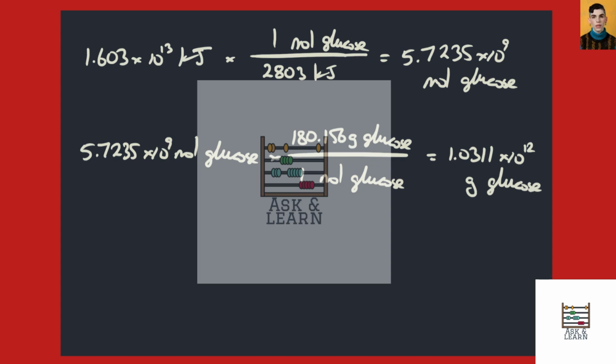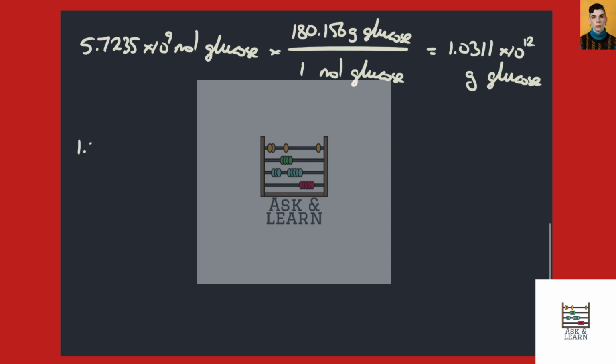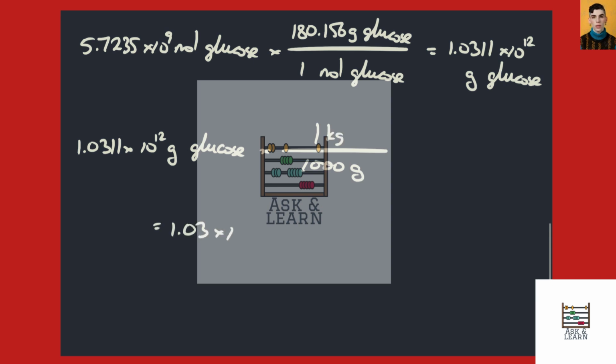We're asked to report our value in kilograms. So 1.0311 times 10 to the 12th grams of glucose, 1,000 grams in 1 kilogram, and we'll round off to 3 sig figs, 1.03 times 10 to the 9th kilograms of glucose. So this would be the mass of glucose required for the global population in 1 year to provide 1,500 calories.